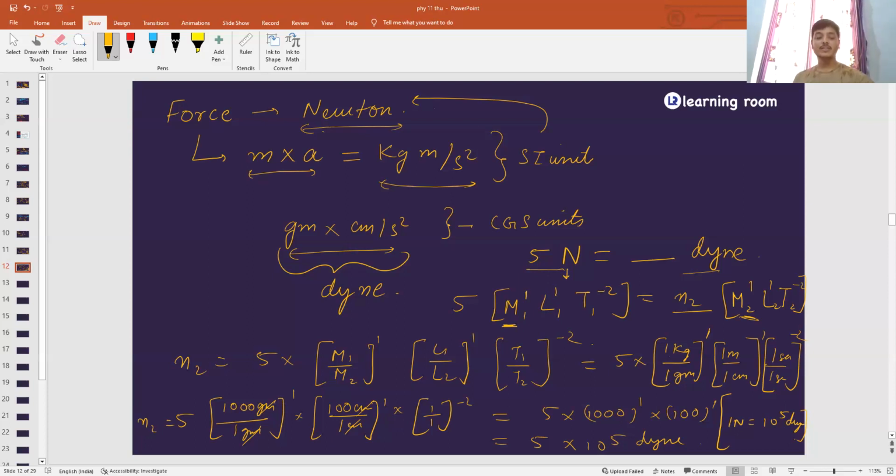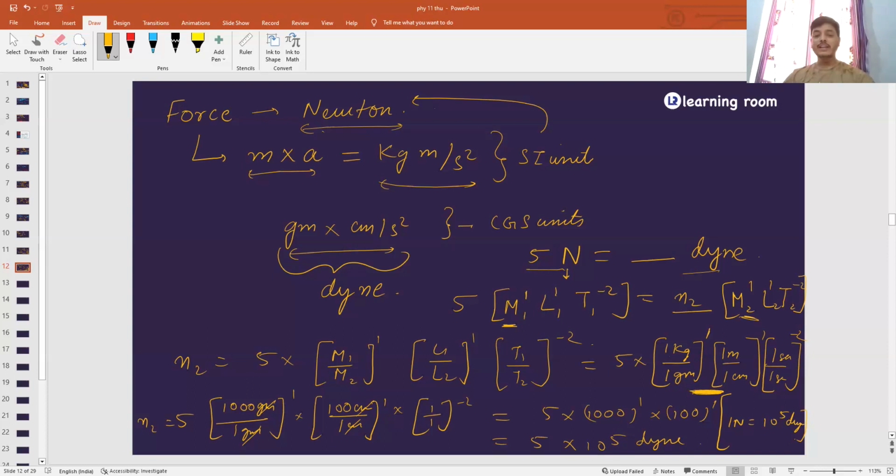Write it down fast. Sir, the equation on the left-hand side of the board is not visible. The 5 into 1 kg by 1 gram, that last bracket is not visible, sir. This one? Yes, sir. Correct.